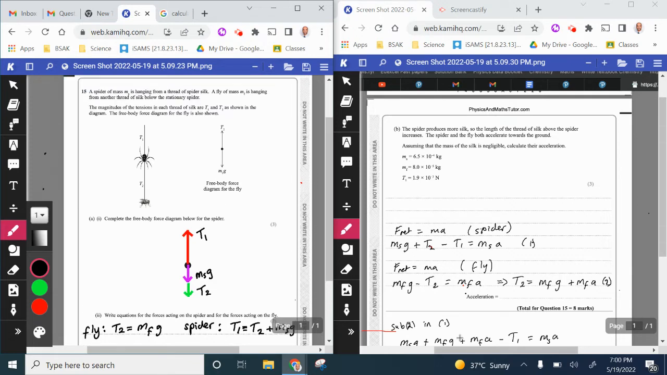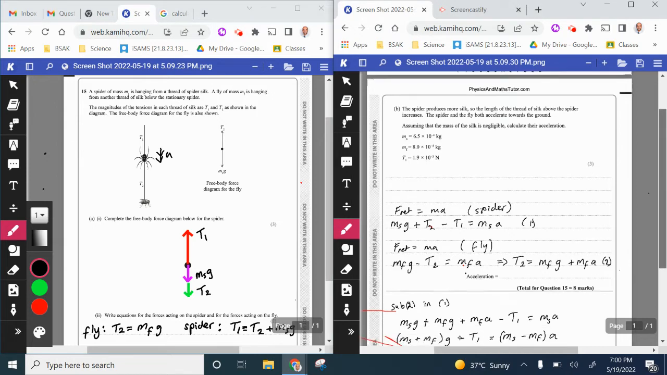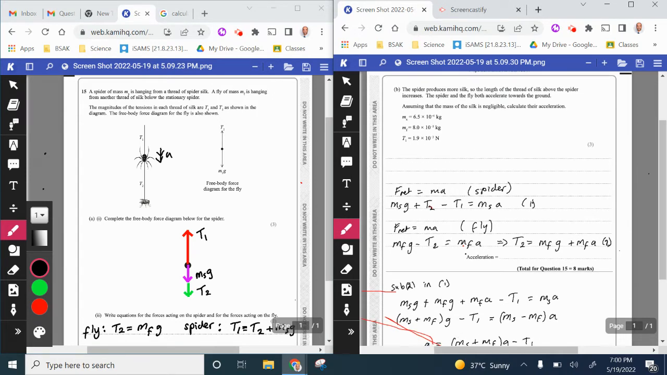The next part of this question is part B. Now, here you've got a spider producing more silk, so that the length of the thread above the spider increases. So that length increases, and that will enable the spider to move downwards. So the spider and the fly both accelerate down towards the ground. If the spider accelerates down towards the ground, I'm going to represent that with a double-headed arrow pointing downwards, as you often see in books.